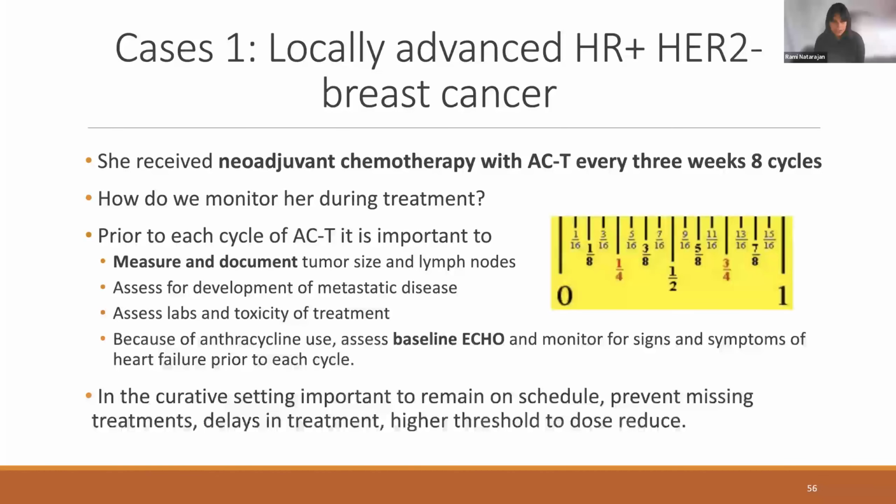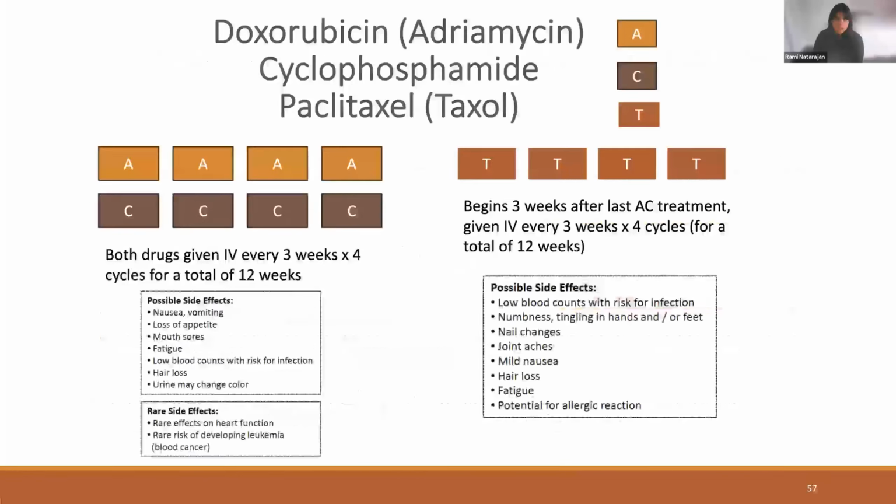In the curative setting, it's very important to remain on schedule if possible, and prevent missing treatments or delays in treatments, as well as a higher threshold to dose reduce, because we really want to make sure, to the best of our ability, that we can cure this patient. And so we try to support the patient in every way we can so that they can come to their appointments, to have this opportunity for cure. And again, this is just for reference, a review of the schedule and toxicity of the ACT regimen that we talked about earlier.